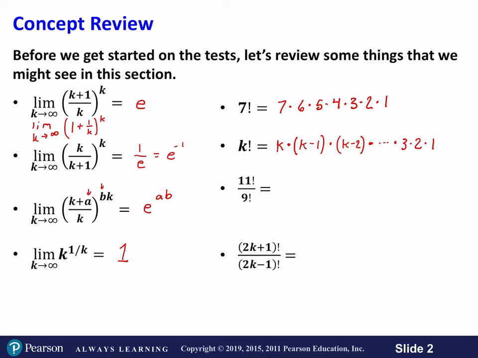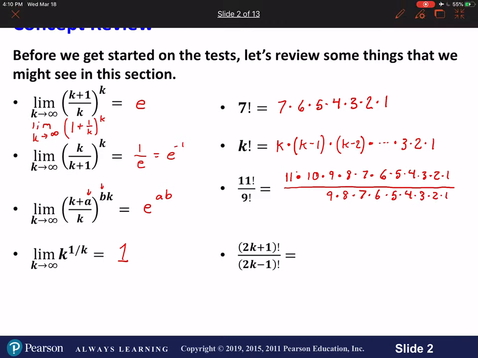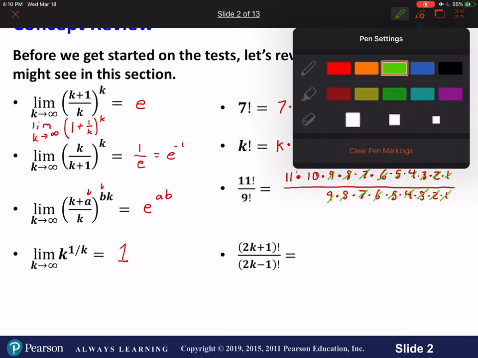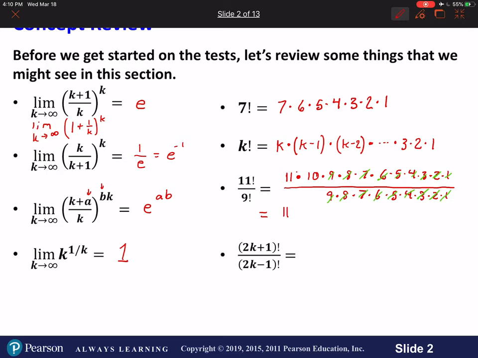So if we are trying to calculate a fraction of factorials, 11 factorial over 9 factorial, let's just write it out. This would be 11 times 10 times 9 times 8, times 7, times 6, times 5, times 4, times 3, times 2, times 1. And then on bottom we have 9 factorial, which is just 9 times 8, times 7, times 6, times 5, times 4, times 3, times 2, times 1. As you might notice, a lot of this cancels out. So the 9s cancel, the 8s cancel, the 7s, the 6s, the 5s, the 4s, the 3s, the 2s, and the 1s. What's left is just 11 times 10. So this entire thing is equal to 110.